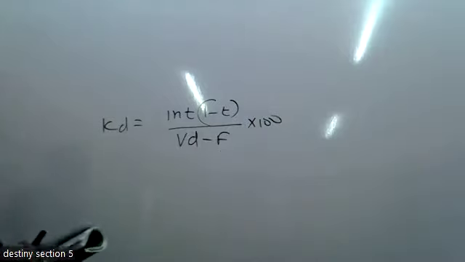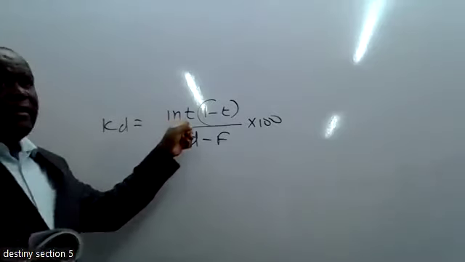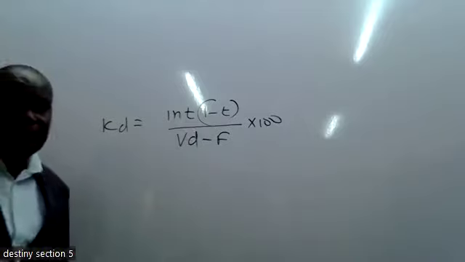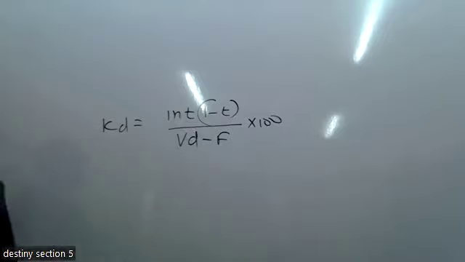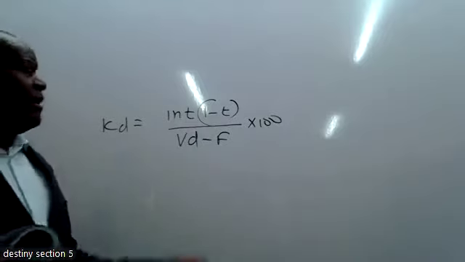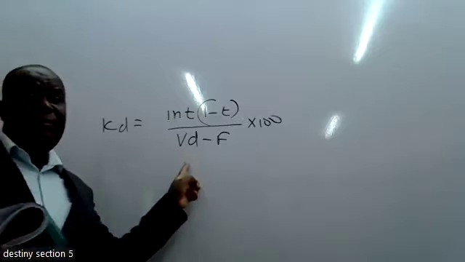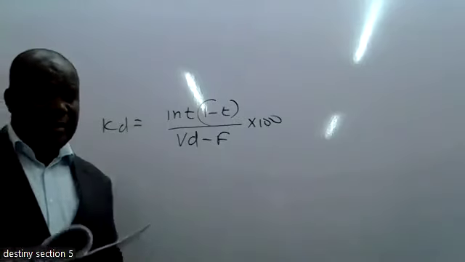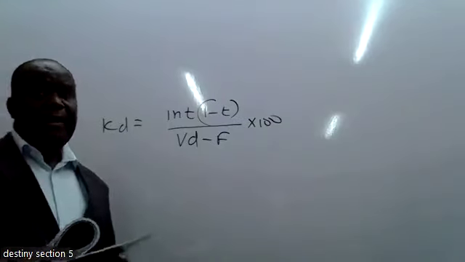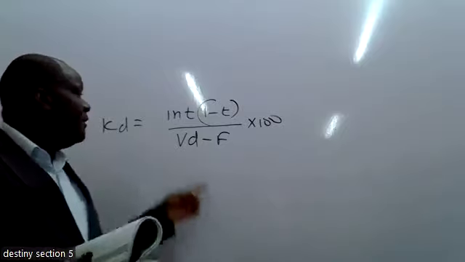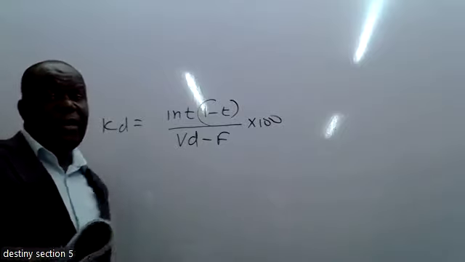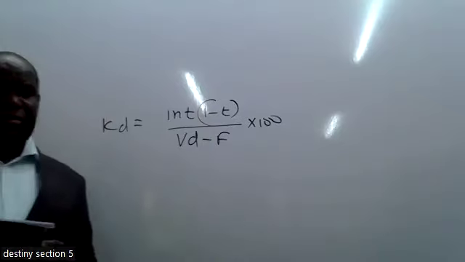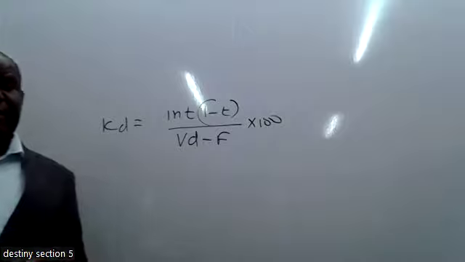So it is simply going to be interest, then 1 minus the corporate tax, divided by the current value for the debenture, minus the flotation cost, expressed as a percentage. So that is now the cost of irredeemable debenture.